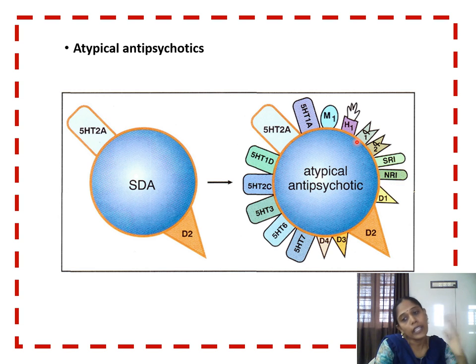So like your typical antipsychotics, atypical also can antagonize alpha 1, H1, M1. In 5-HT receptors, it has action on all the 5-HT 1 to 7 receptors. Each drug might have action on different serotonin receptors, okay, but predominantly you have to remember as SDA, serotonin dopamine antagonist, that is the mechanism of atypical antipsychotics, weaker D2 action and stronger antagonizing action on serotonin receptors.